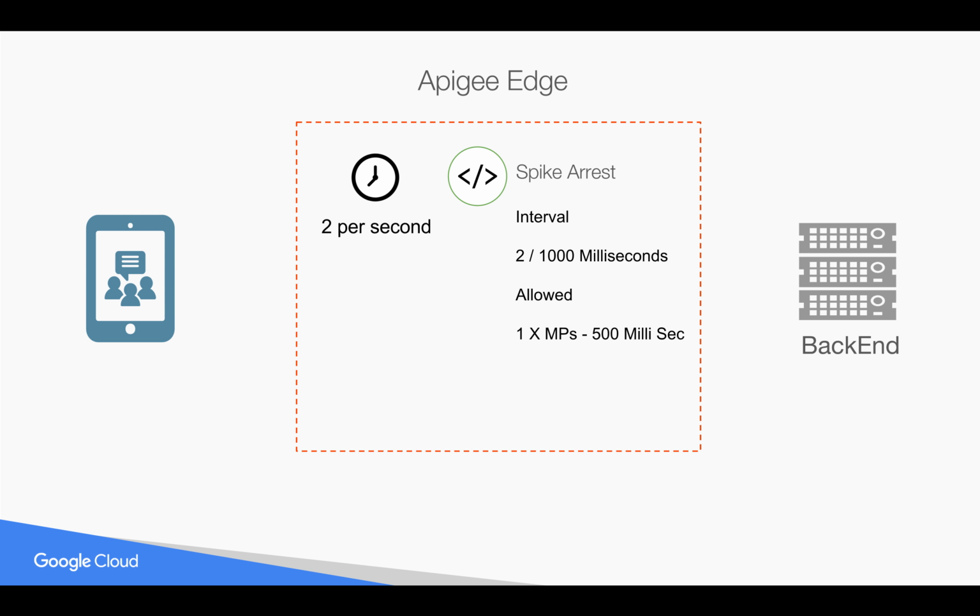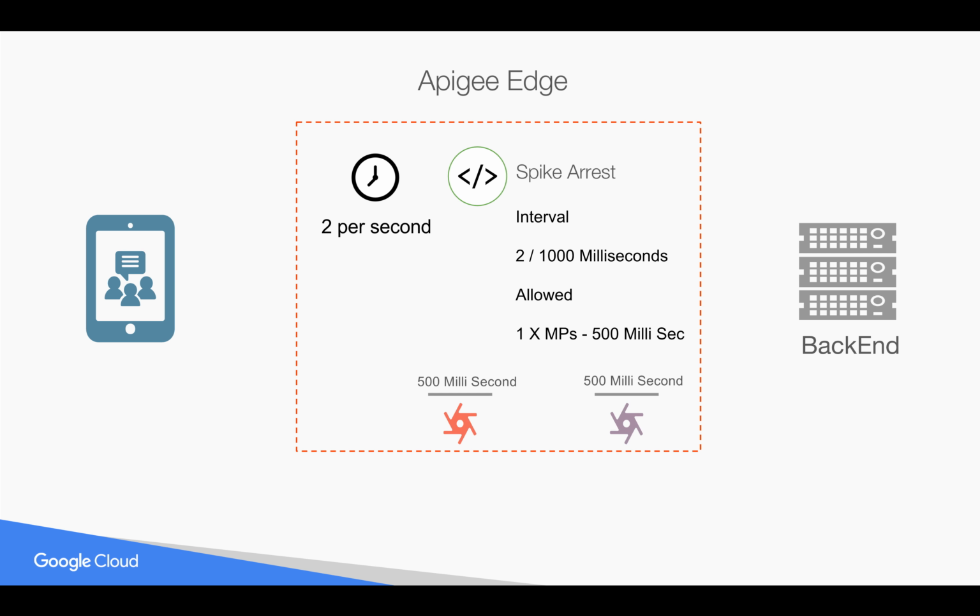Another consideration is the number of message processors that you have in your Apogee Edge deployment. If you only have one message processor, then you'll be allowed 1 message per 500 milliseconds. If you have 2 message processors, then you'll be allowed 2 requests per 500 milliseconds.